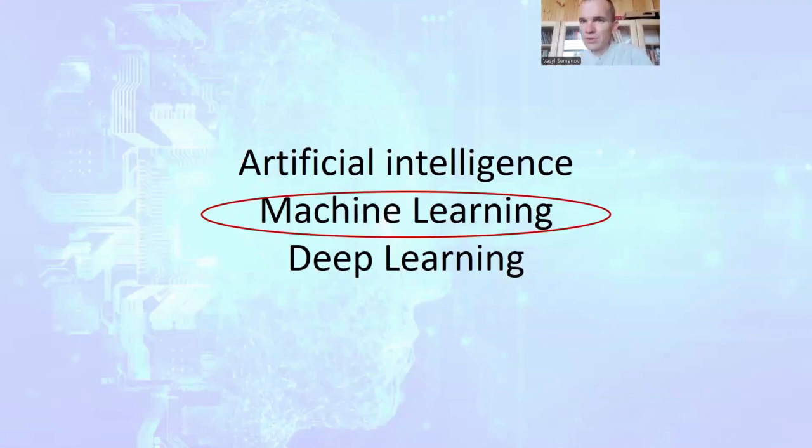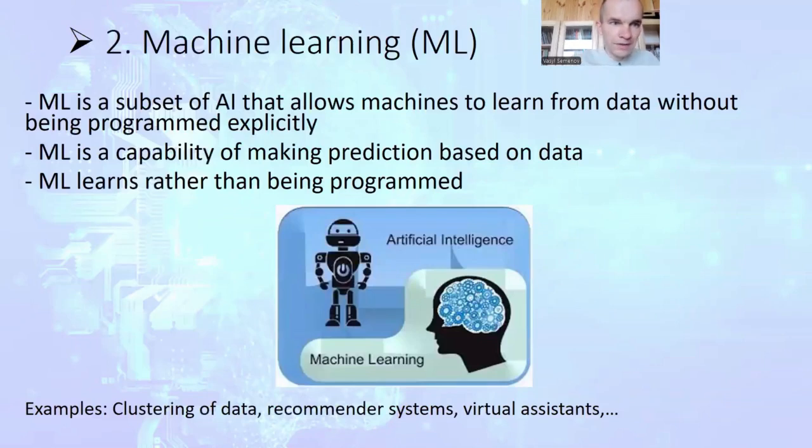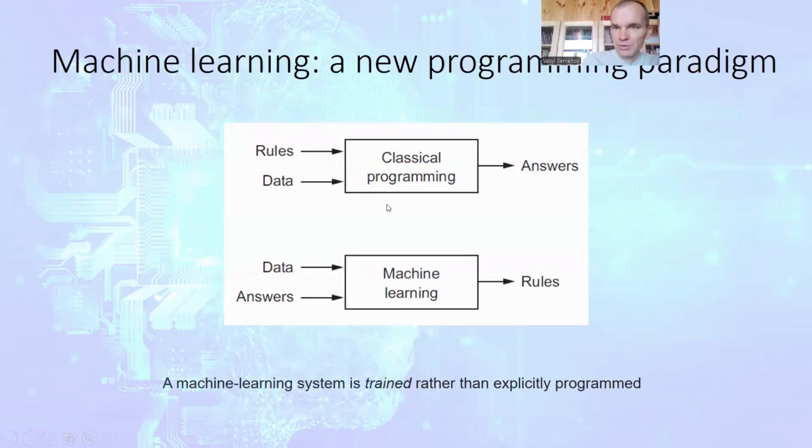So we discussed artificial intelligence. What is machine learning? It's important to understand that machine learning is a subset of AI that allows machines to learn from data without being programmed explicitly. So machine learning is a capability of making predictions based on data, and it learns rather than being programmed. For example, methods of clustering of data, recommender systems, virtual assistants, but they can learn by themselves rather than being strictly programmed.